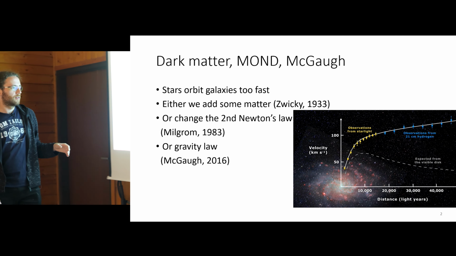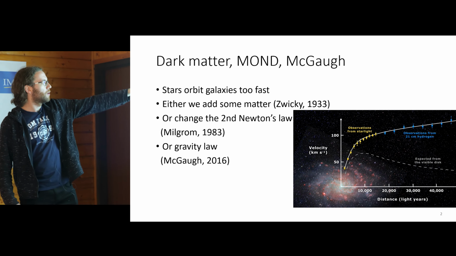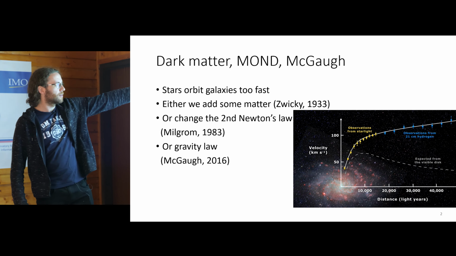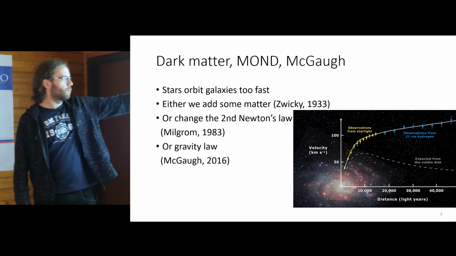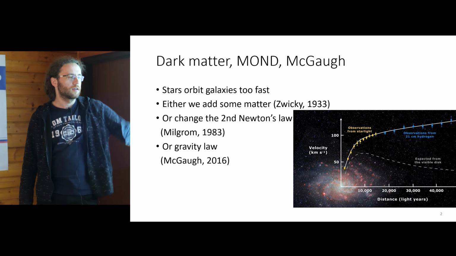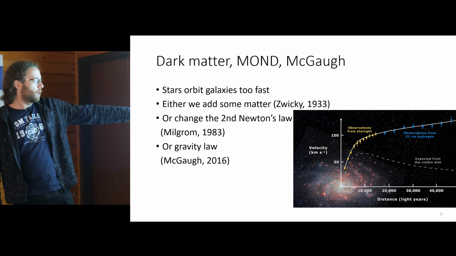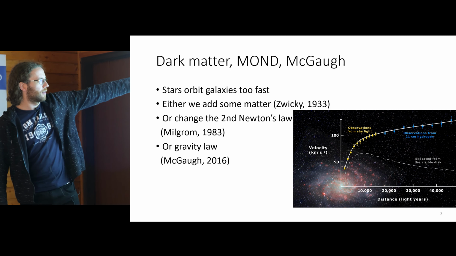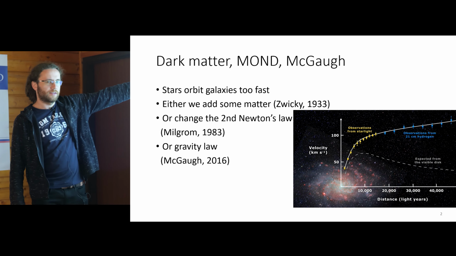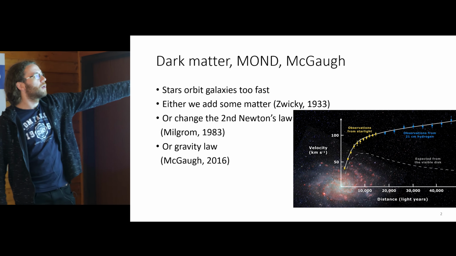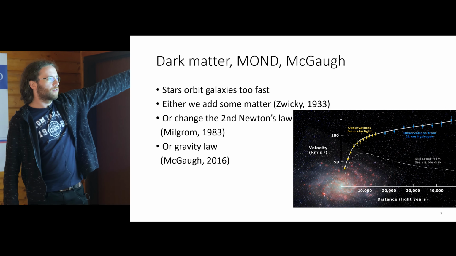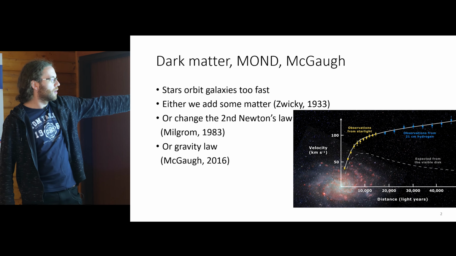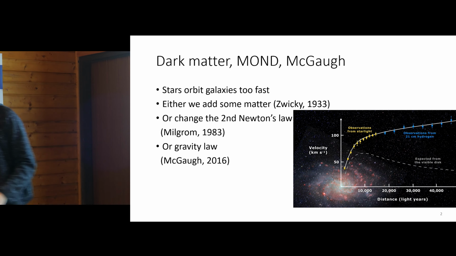So the options to explain this phenomenon are either to add some matter, which Zwicky did in the 1930s, change the second Newton's law, which Milgrom did in the 1980s, or to change the gravity law, which McGurk proposed in the 2010s. I think that this approach failed because there were some insurmountable problems. So the adding of dark matter is the scientific mainstream at this point, and this is a little bit different.